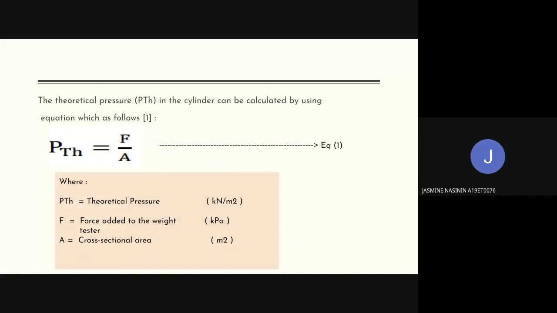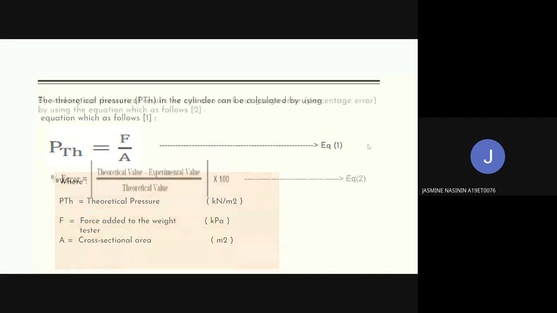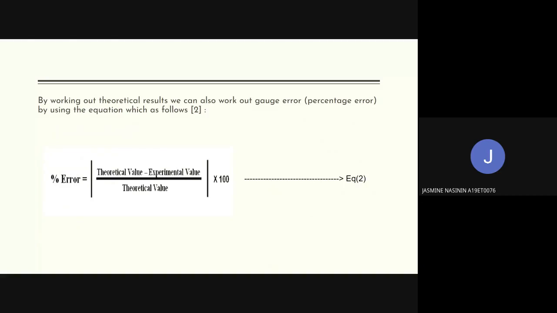And the theoretical pressure in the cylinder can be calculated by using the equation as follows, where F is the force added to the weight tester in kPa, and A is the cross-sectional area in meter square. And by working out the theoretical results, we can also work out gauge error, which is the percentage error, using the equation as follows. Percentage error equals theoretical value minus experimental value over theoretical value times 100.